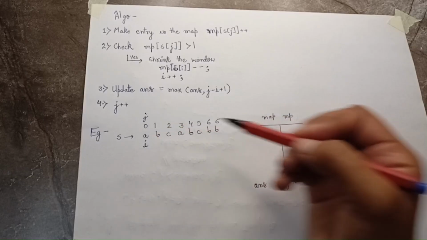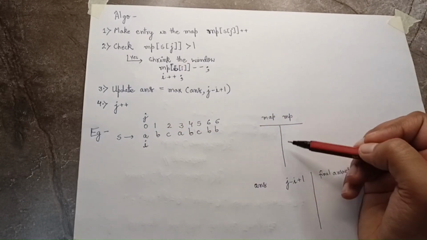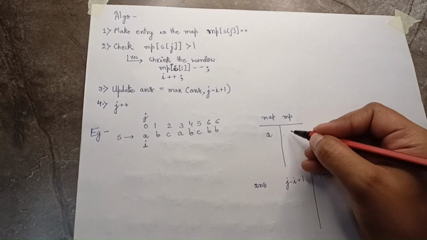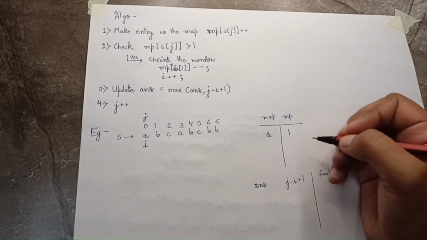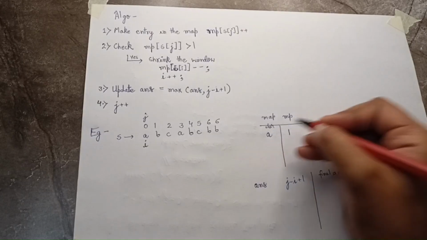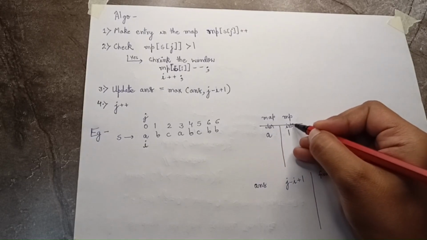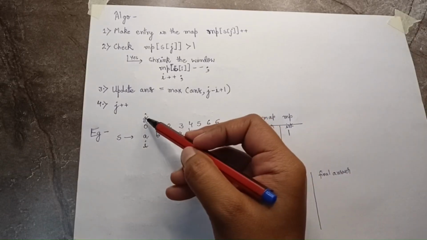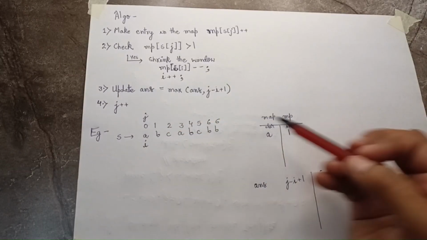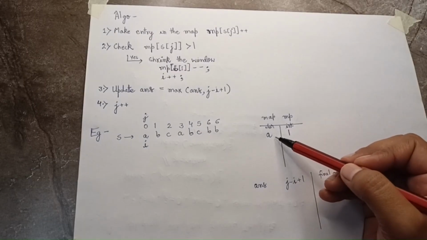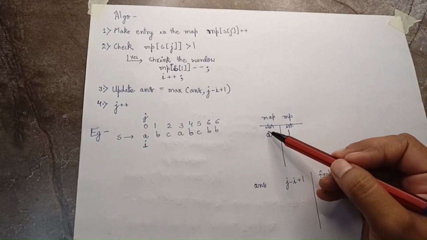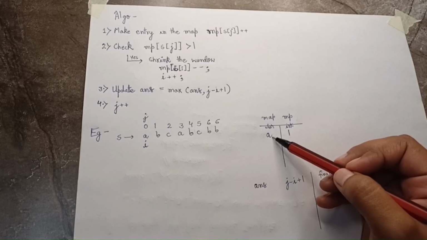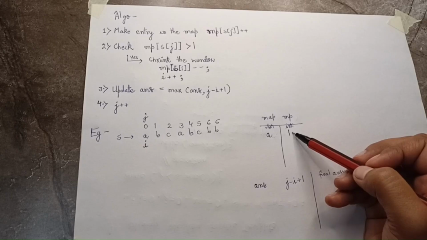Now this is not present in the map, it's a new member, let's make an entry of it. So here we have a, and it is 1. So we have the character here, and we have the integer, the frequency, here. Okay, so we'll check if the MP of a, the MP of s of j, that is a here, s of 0, so we have 1. Is 1 greater than 1? No.